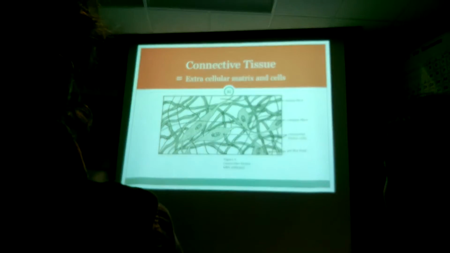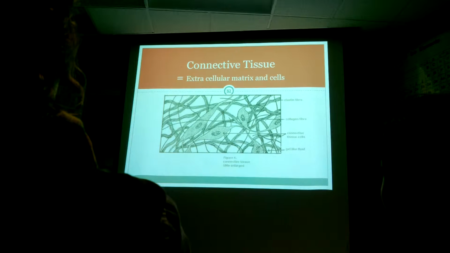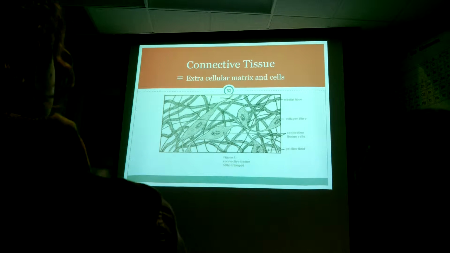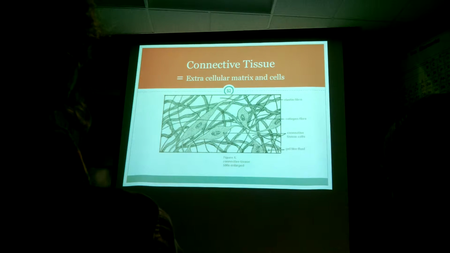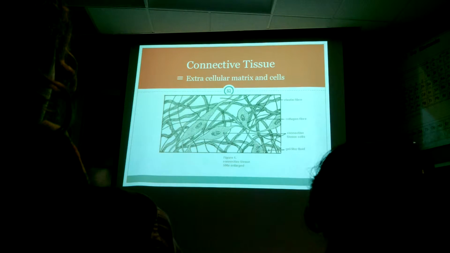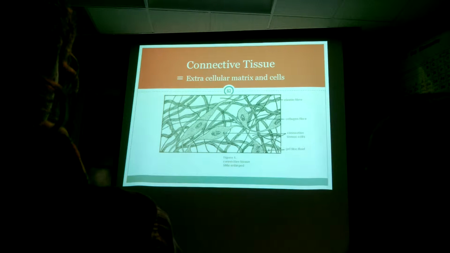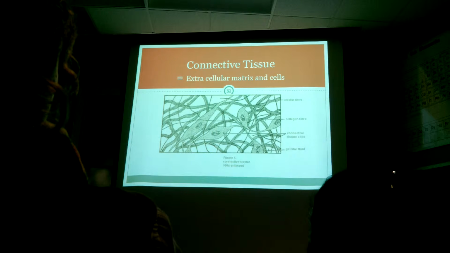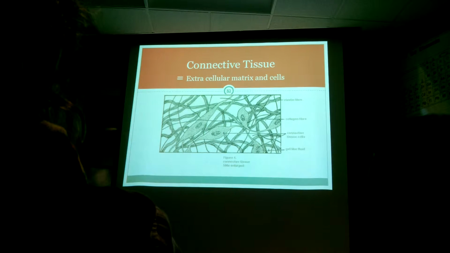Okay, so this is what connective tissue is. It's extracellular matrix and cells. And in that extracellular matrix, we're going to find collagen, elastic fibers, and reticular fibers. And how these things are combined tells you what kind of connective tissue it is.